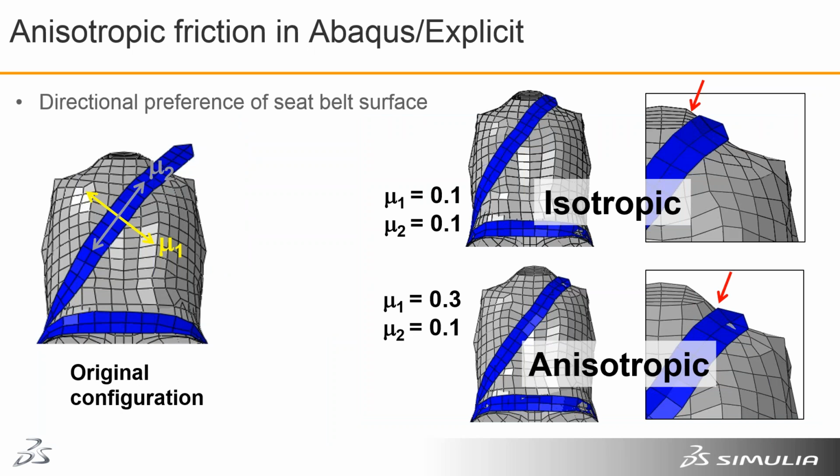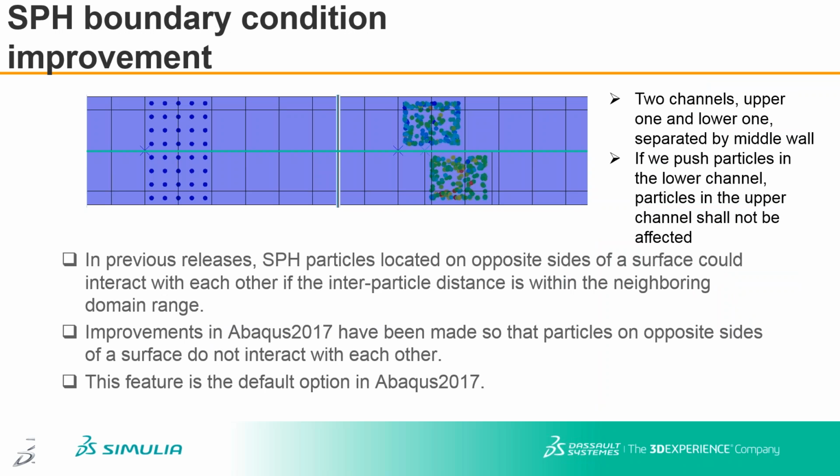So another contact enhancement, anisotropic friction. We can have different frictions in two different directions. An obvious application of that would be in crash modeling of seat belts, and you can see in this fairly simple example that the anisotropic and isotropic friction results have given the solution a different look. So that is another 2017 update.